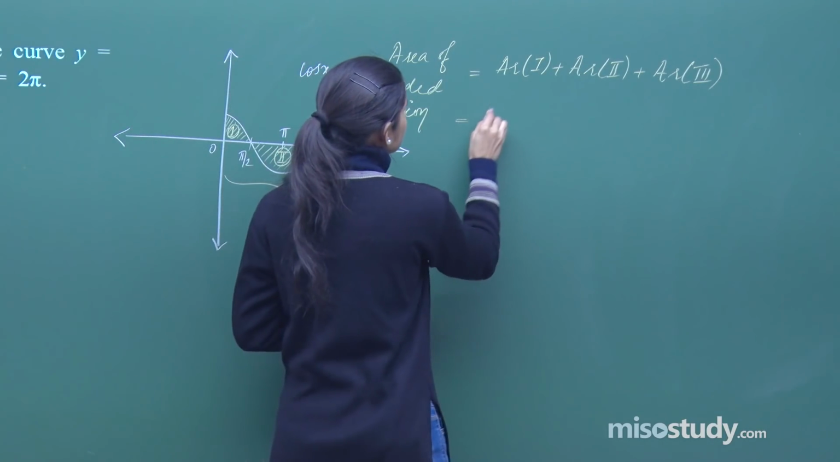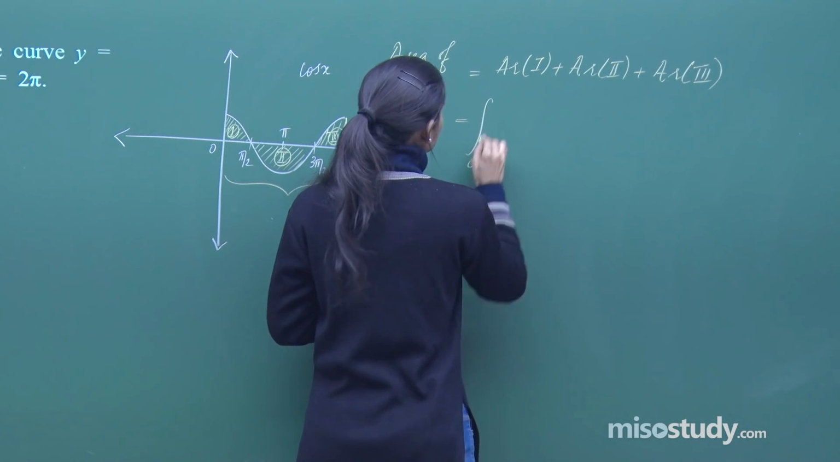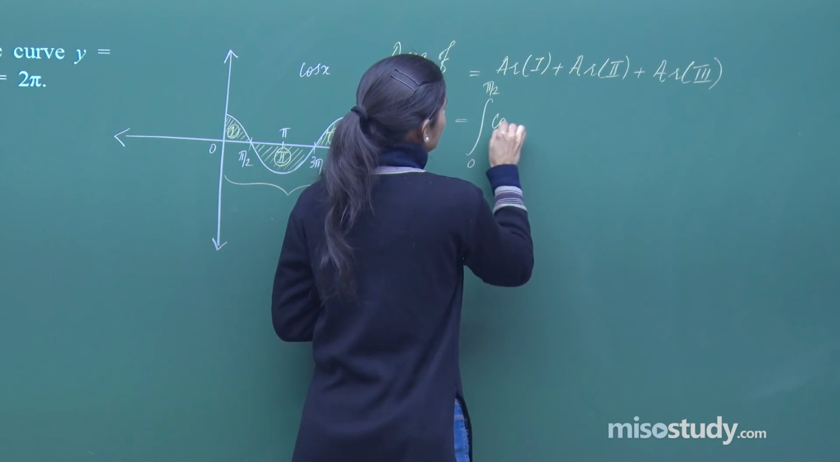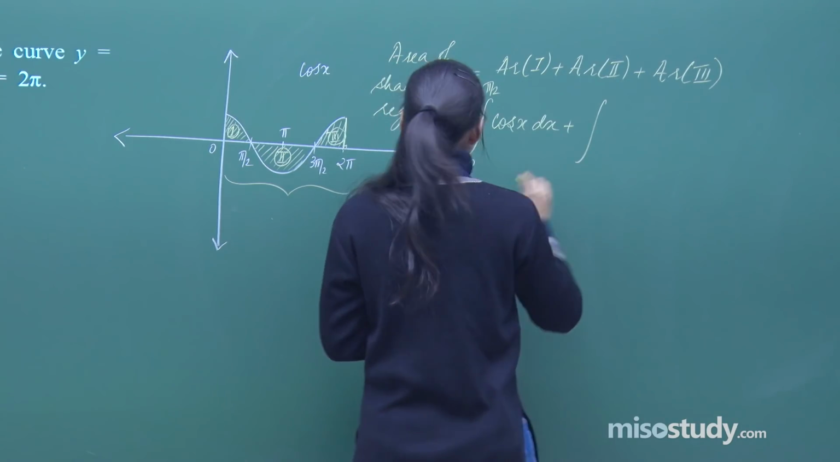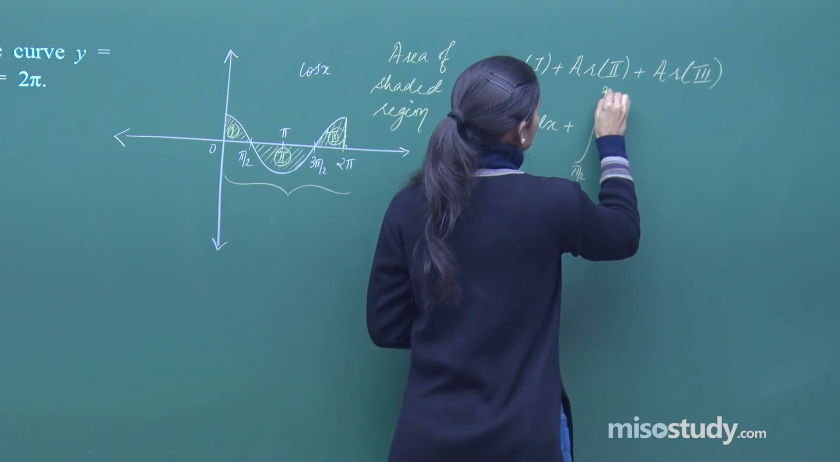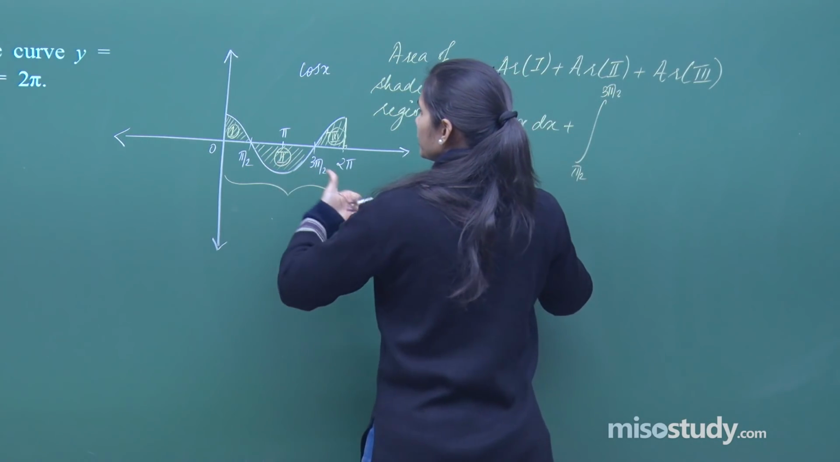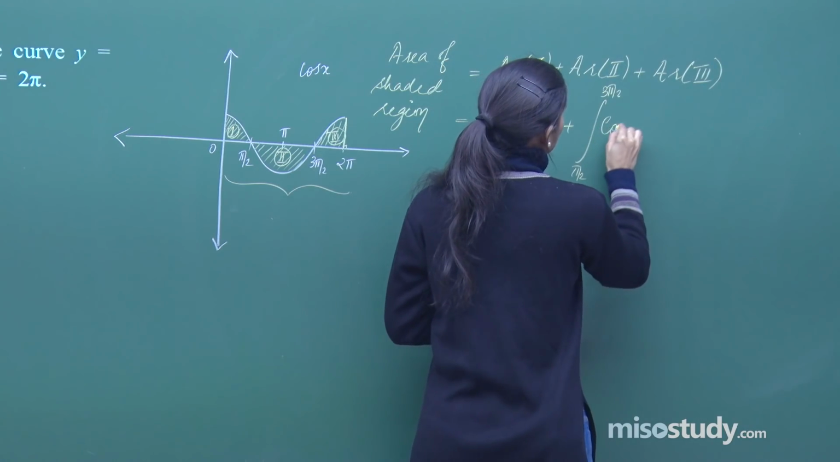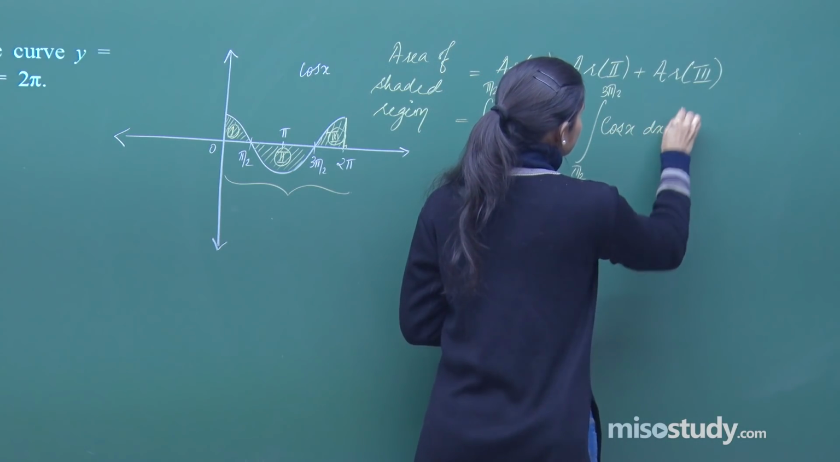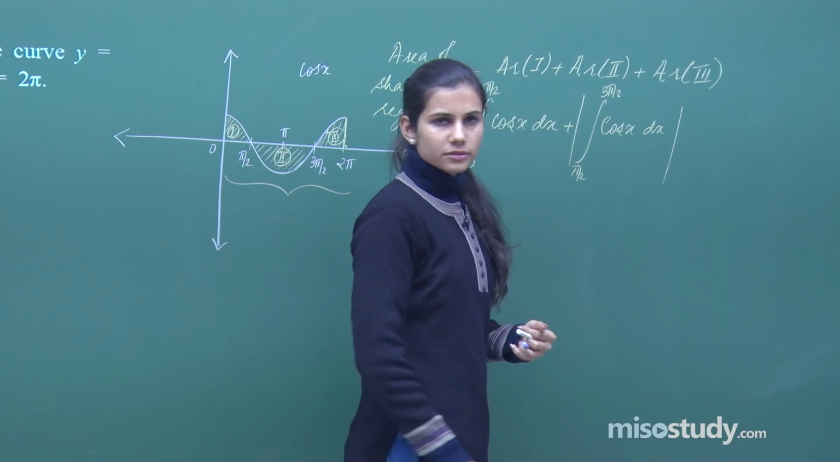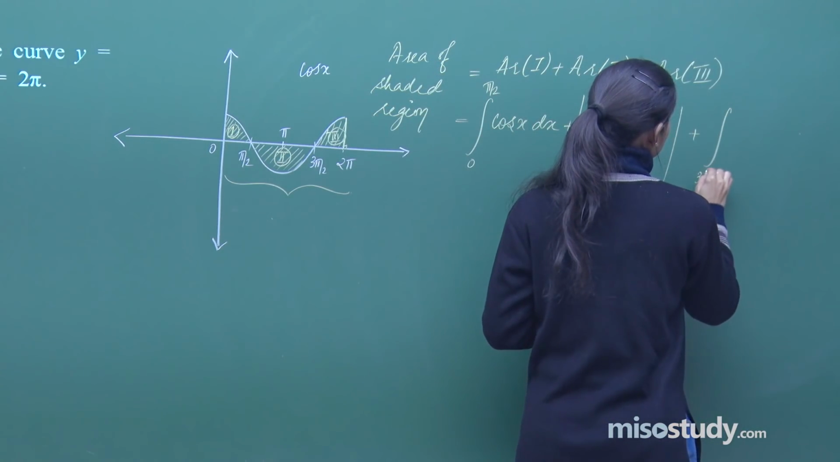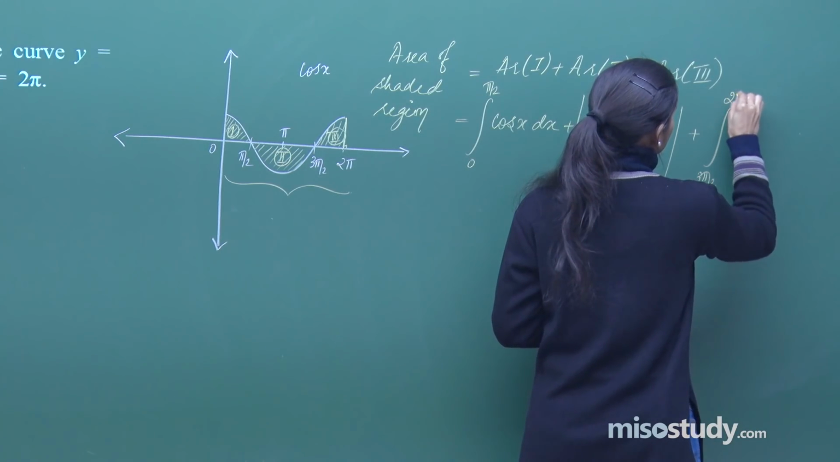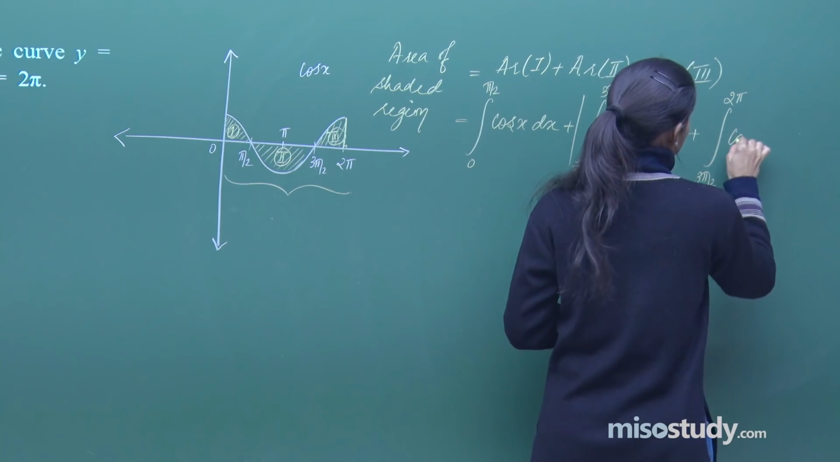So what is area of the first region? 0 to pi by 2 cos x dx plus pi by 2 to 3 pi by 2 cos x dx. This I will take mod of, I told you why. And thirdly, I have 3 pi by 2 to 2 pi cos x dx.